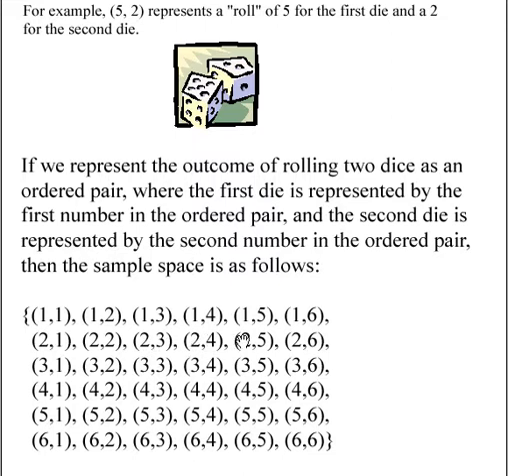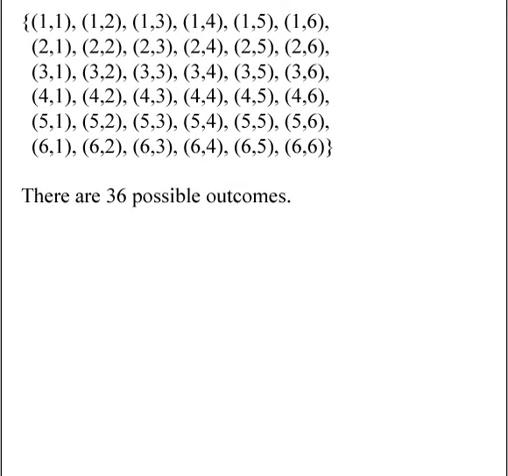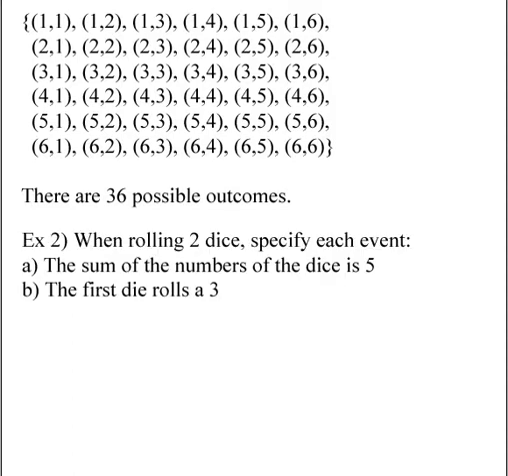3, 2 with a 4, 2 with a 5, 2 with a 6, etc., etc., etc. We could get a 6 and then a 1, a 6 and a 2, a 6 and a 3, all the way through a 6 and a 6. So there is our listing of our sample space for our 36 possible outcomes. So what we're ready to do now is to do an experiment, do an event.